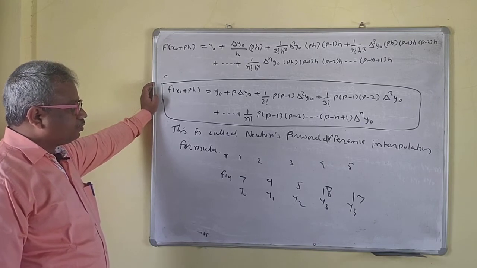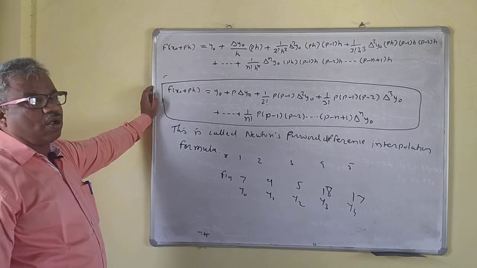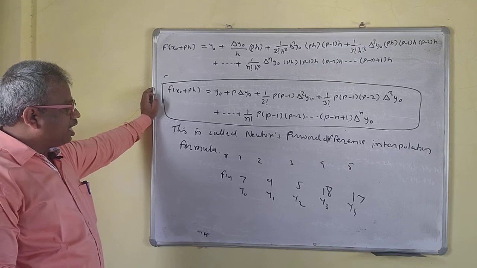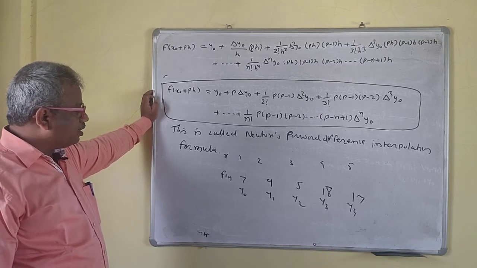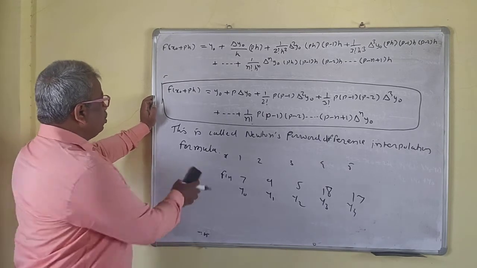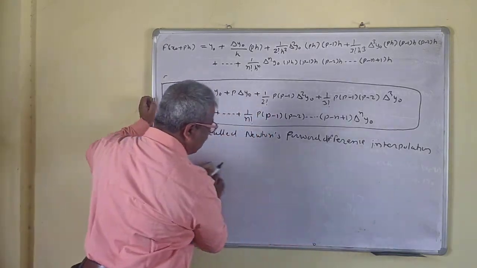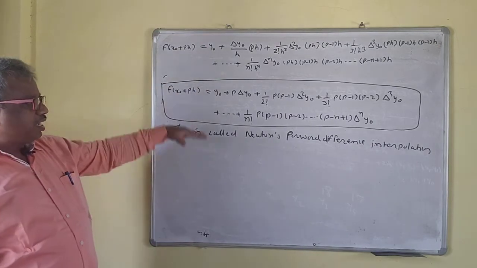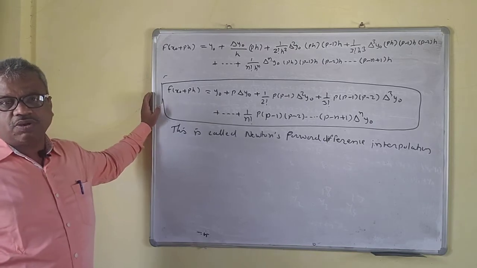Okay. So I hope you understand how to derive the expression of Newton's forward interpolation formula. This is the proof of this one. And this is the statement of Newton's forward interpolation formula. So if a question asks, state and prove Newton's forward interpolation formula, just write this one.